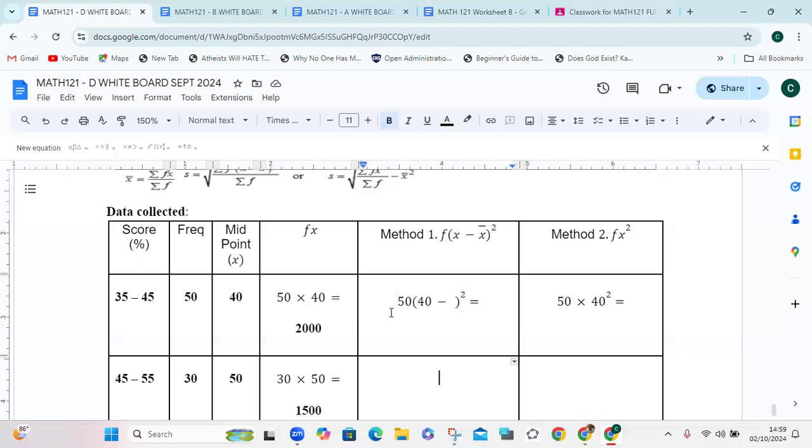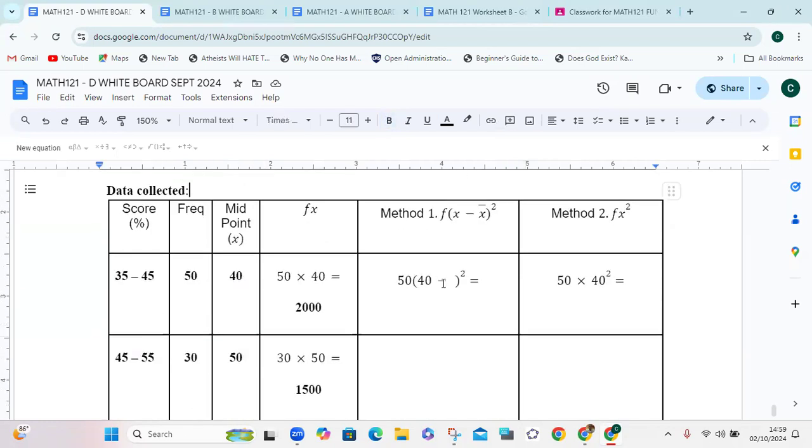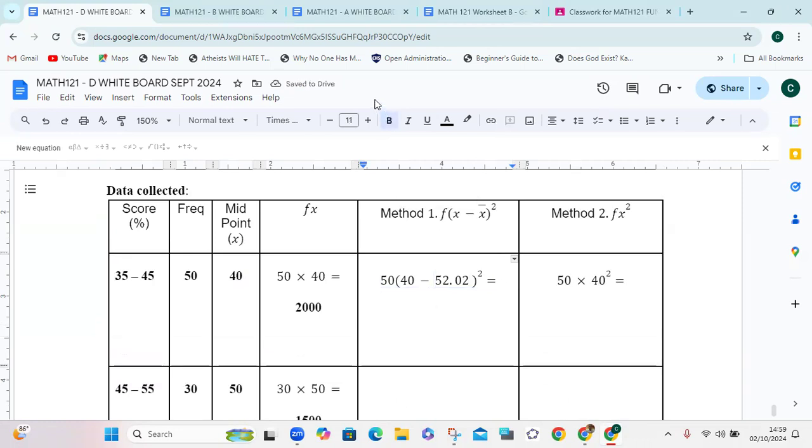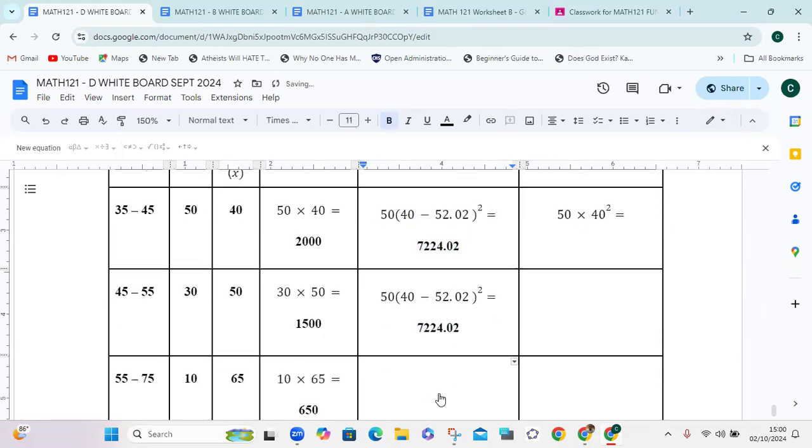The first f is 50, the first x is 40, the mean we found it to be 52.02. So then we have 50(40 minus 52.02)². That will be how much? So for the first f(x minus mean)², we got 7,224.02.